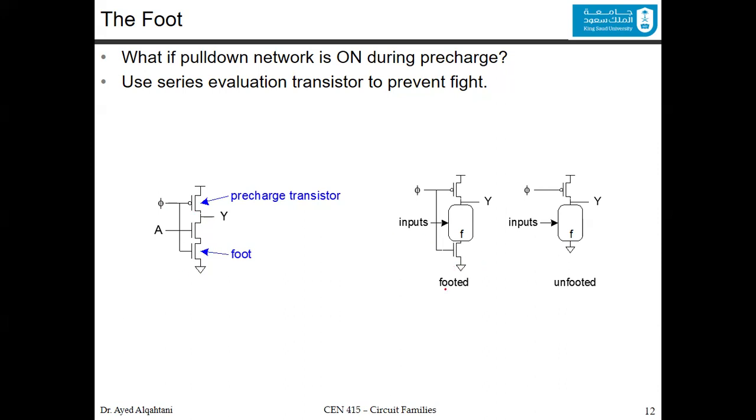So now you have a footed dynamic logic circuit, and you have an unfooted dynamic logic circuit. Again, this is the only difference, that you are adding the foot. And for the design, it's the same way when you design the pseudo-NMOS circuit. It's the same exact way. You design your circuit in the pull-down network. Okay, let's have some examples to understand the difference between the foot and how to size and so on.